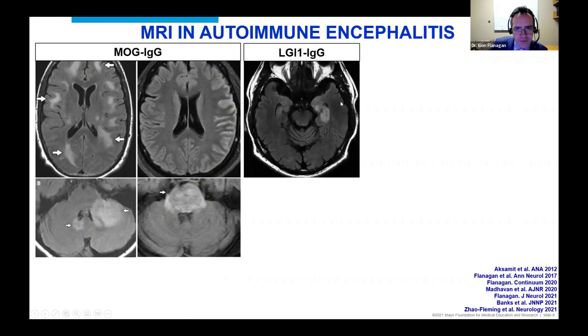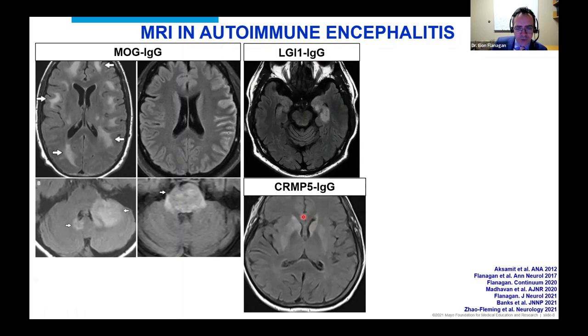Here we can see abnormalities in what we call the temporal lobe, the mesial temporal lobe. This is the memory part of the brain. So patients with this kind of limbic encephalitis often have trouble with memory. And then we can see other areas of the brain involved. This is called the basal ganglia that controls your movements. And sometimes patients can get too much movement, what we call a hyperkinetic movement disorder, or too little movement.